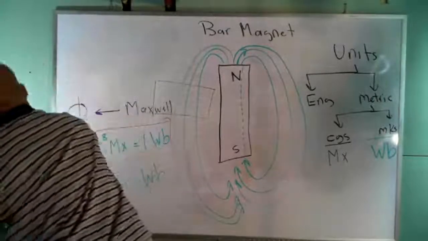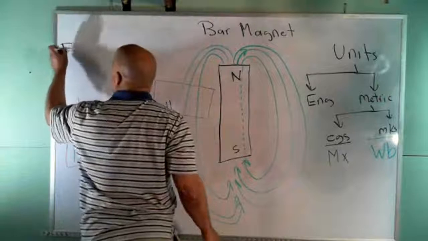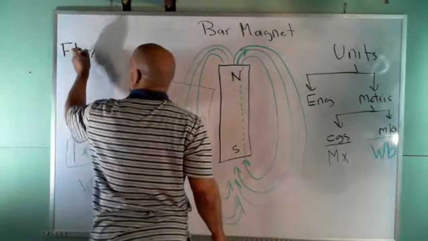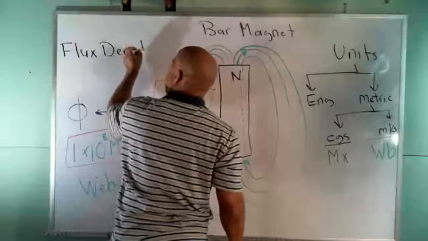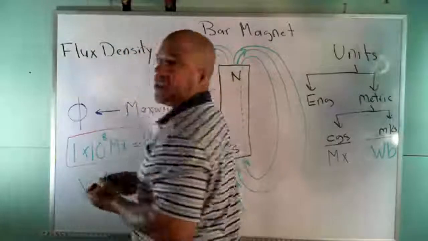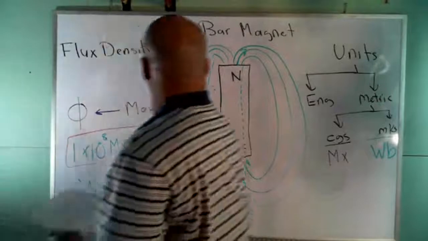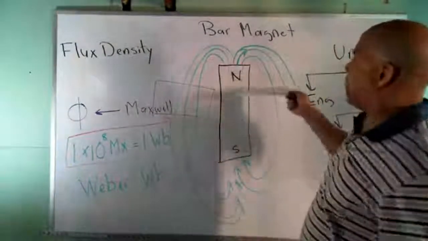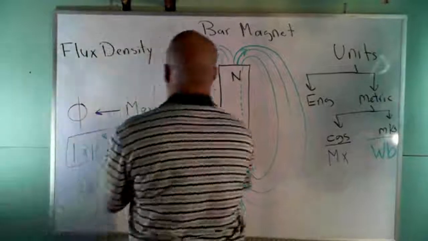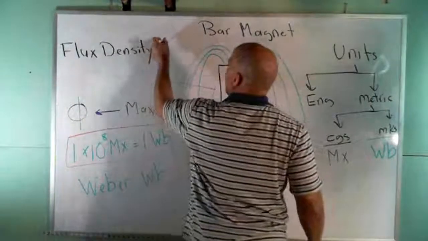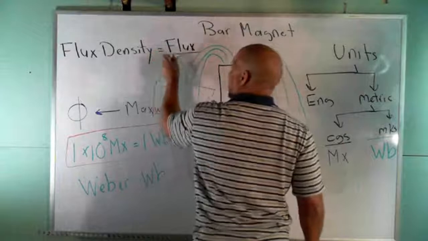There's something called flux density. Flux density, that's very important. The flux density is the amount of flux I have per unit area. So it's going to be flux per unit area.